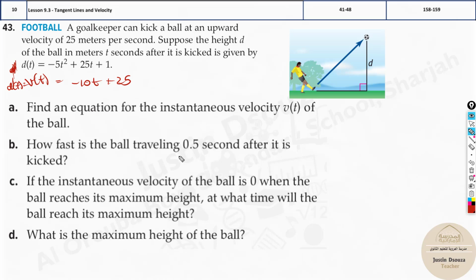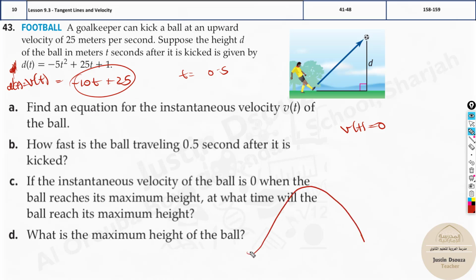How fast is the ball traveling 0.5 seconds after it has been kicked? So here you need to find the velocity. How fast? Fast is speed. Speed is velocity, right? Just substitute over here 0.5 instead of t. Or you can use the calculator. Just put this equation and t of 0.5. We have done it just a while ago. If the instantaneous velocity of the ball is 0, now instantaneous velocity, this is 0, okay? V of t is equal to 0. When the ball reaches its maximum height, obviously.